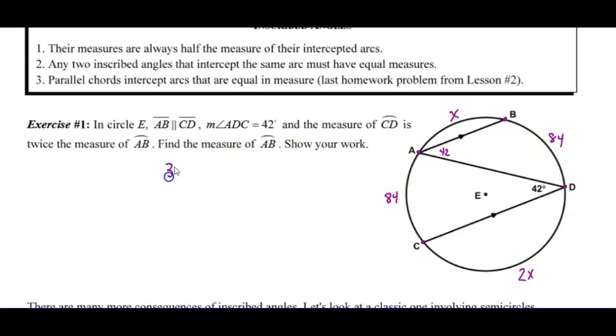So if I take 360 and subtract 168, at this point I am down to 192 degrees remaining. This x and this 2x represent the rest of the arcs in the circle. So that 3x has to add up to 192. Dividing by 3, I get x equals 64. And that tells me what arc AB is. So the intercepted arcs on the inscribed angles led me to have a remaining number of degrees that could be split in a 1-to-2 ratio.